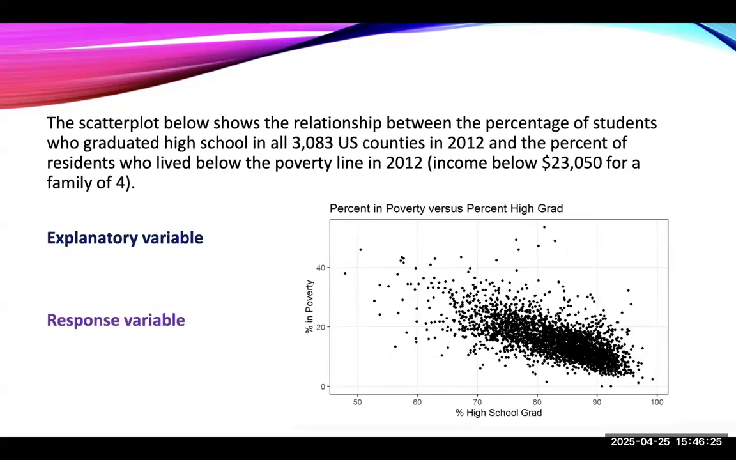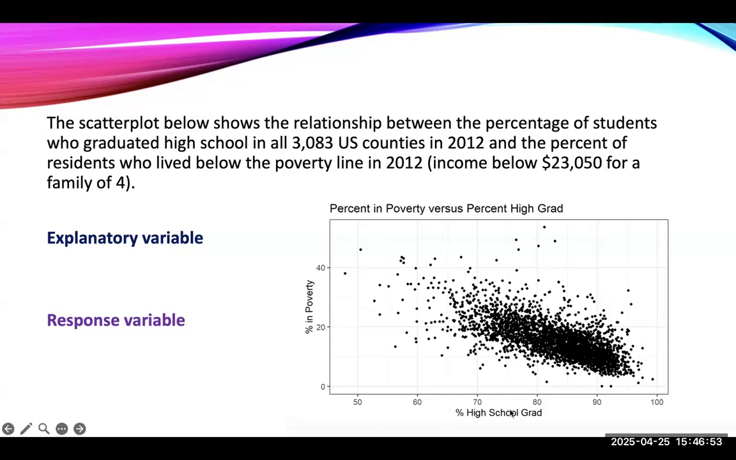So below I have a scatter plot that shows the relationship between the percentage of students who graduated high school in all 3,083 U.S. counties in 2012, and the percent of residents who lived below the poverty line in 2012. Now, the poverty line in 2012 was an income level below $23,050 for a family of four. So let's take a look at this scatter plot.